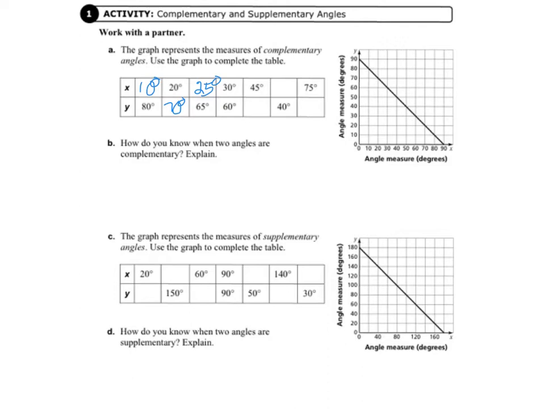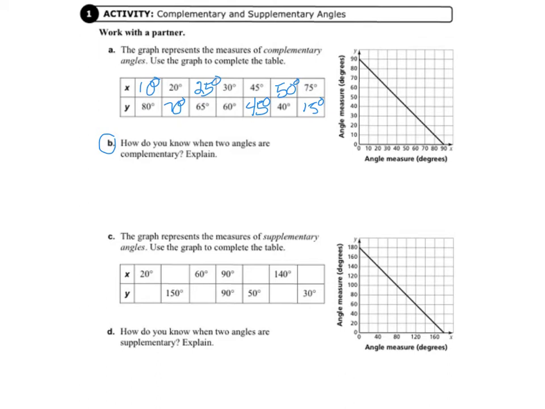And the next one they've done for us, if x is 30, y is 60. If x is 45, then y is 45. If y is 40, then x is 50. If x is 75, then y is 15. We're going to leave letter B and move down to letter C.